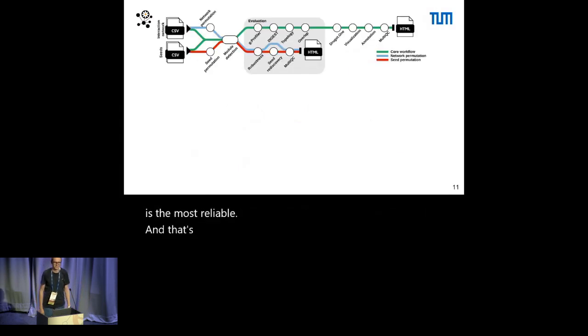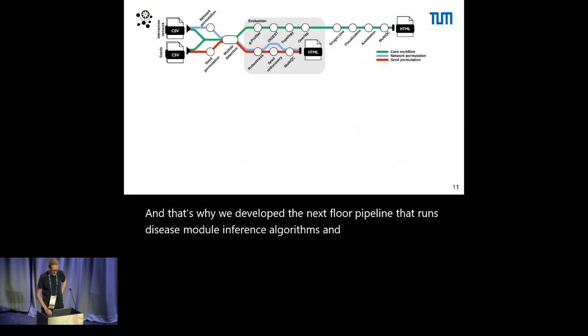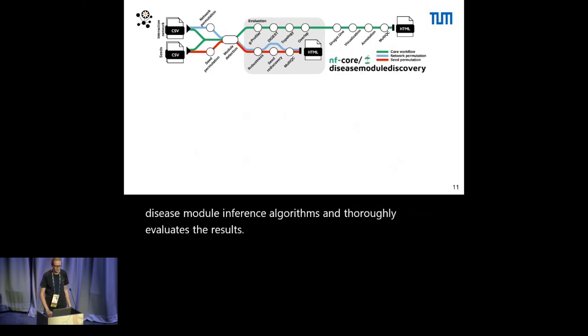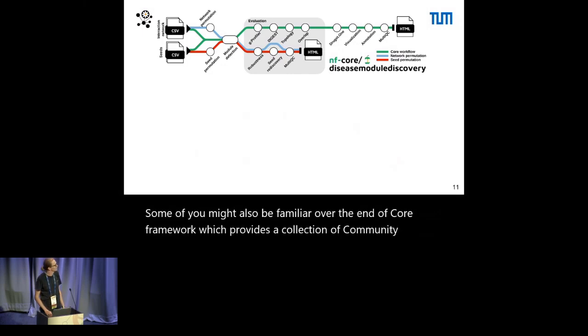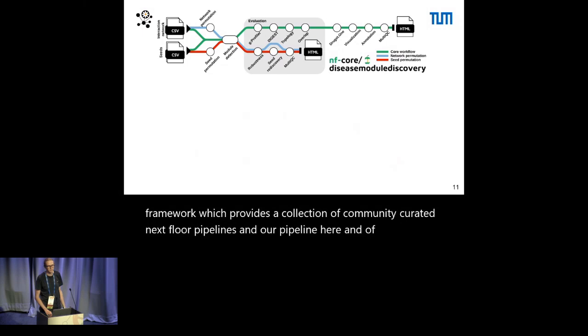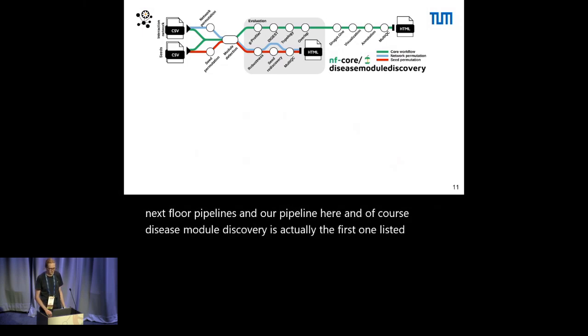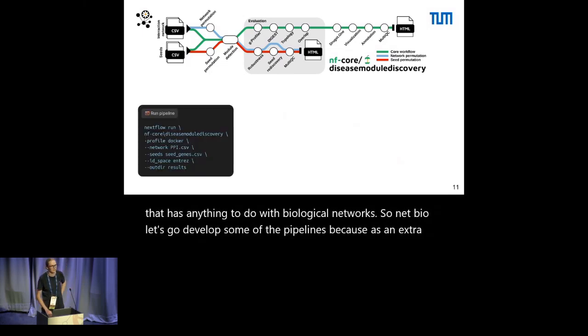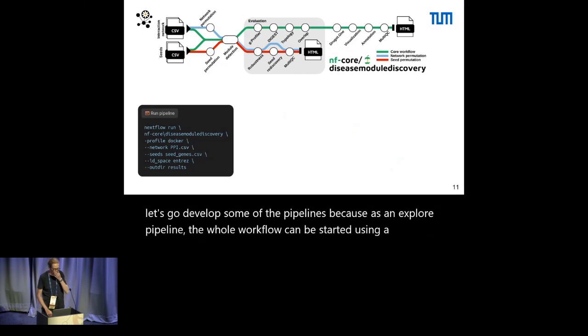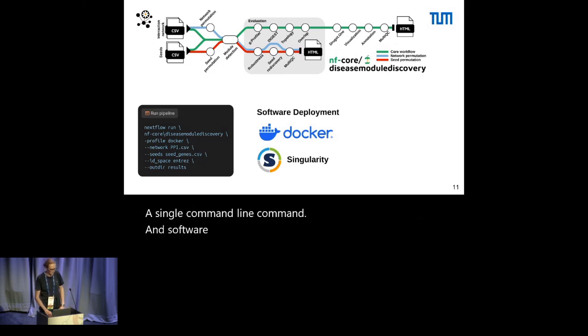And that's why we developed the Nextflow pipeline that runs disease module inference algorithms and thoroughly evaluates the results. Some of you might also be familiar with the nf-core framework, which provides a collection of community-curated Nextflow pipelines. And our pipeline here, nf-core/diseasemodulediscovery, is actually the first one listed there that has anything to do with biological networks. So as a Nextflow pipeline, the whole workflow can be started using a single command line command. And software dependencies are then automatically deployed using either Docker or Singularity.